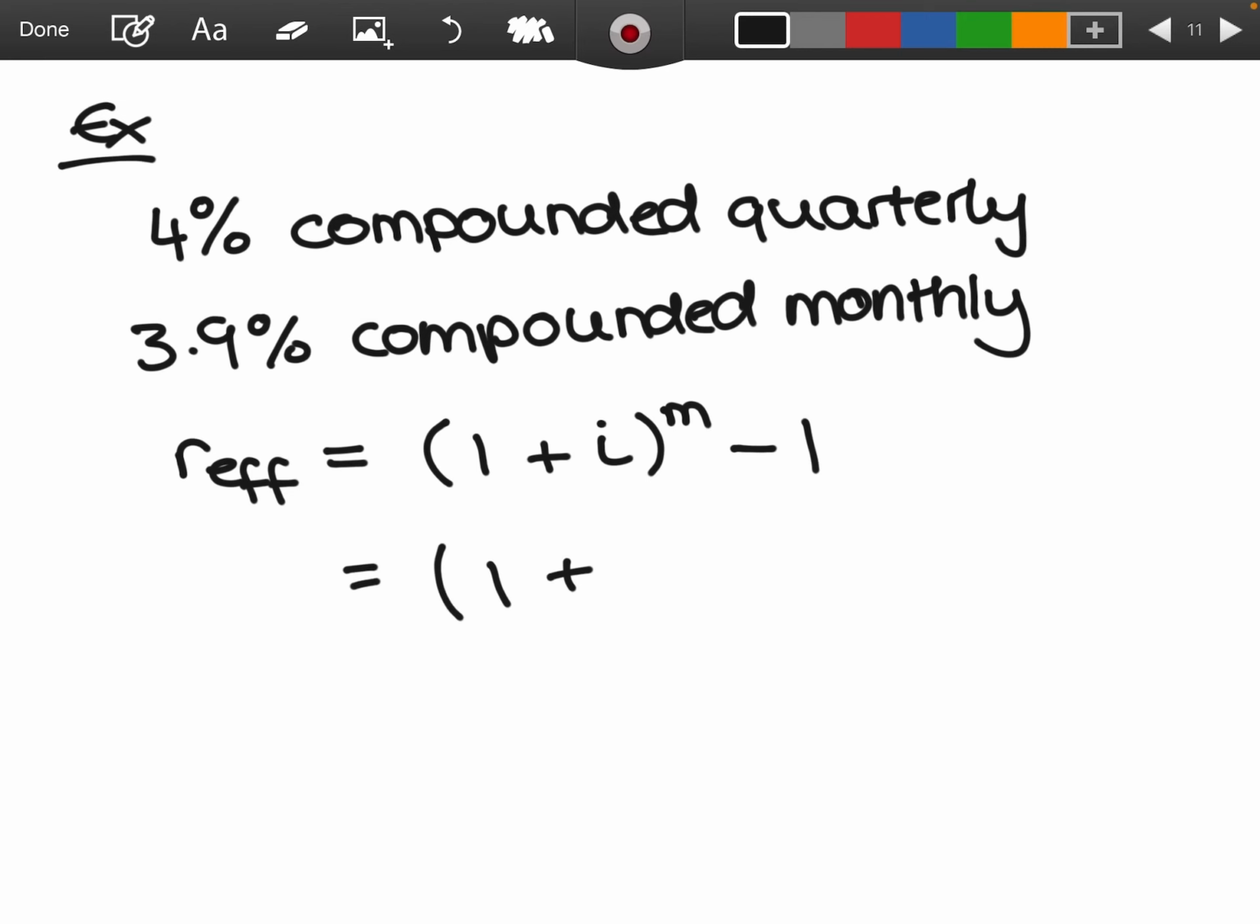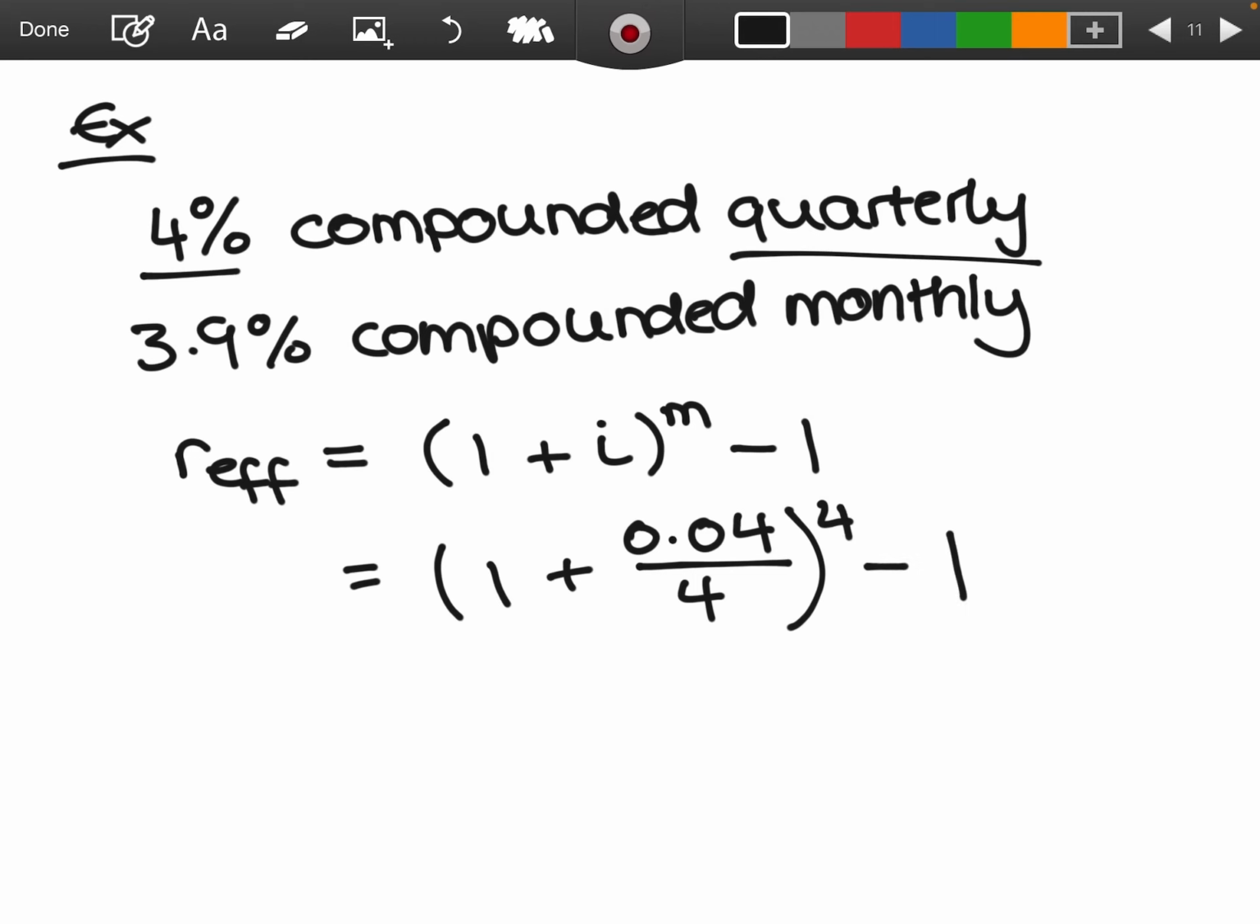So for my first one, 1 plus. Now, i is my interest rate per period. So I have 4% compounded quarterly. So i would be the 4% divided by the number of pay periods, which would be 1% for each one, so it would be 0.01, because it's 1% each time. To the power of m, the number of times that I am compounding in a year, which is 4, minus 1.